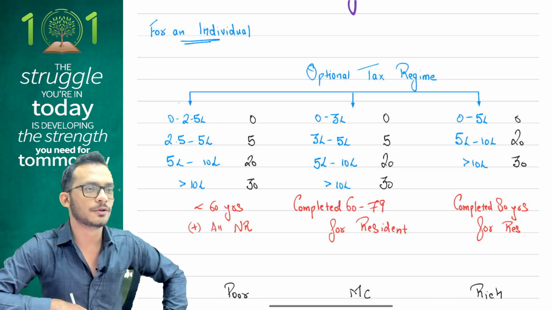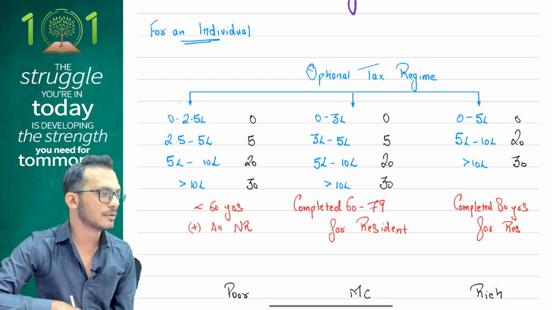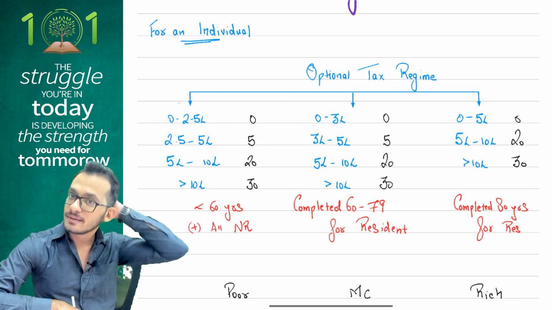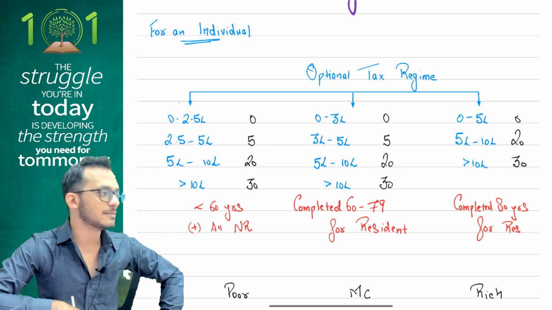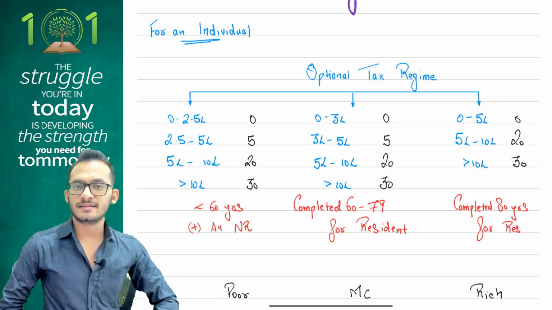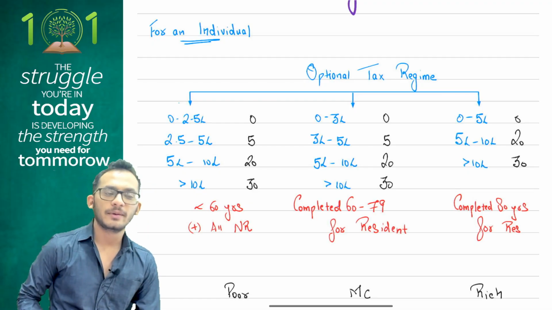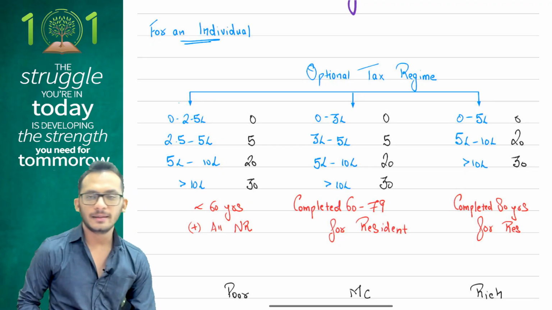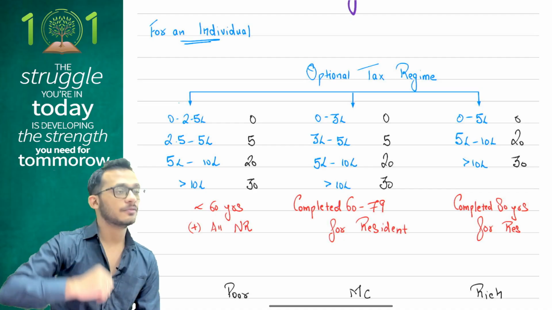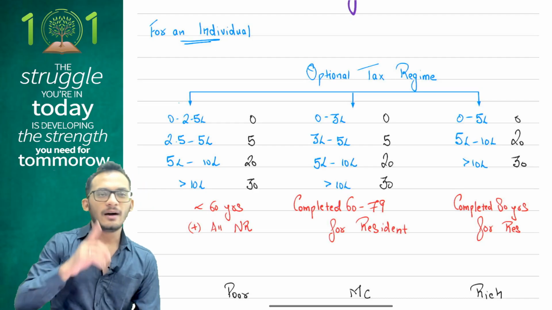Slab number one says 0 to 2.5 lakhs, 0; 2.5 lakhs to 5 lakhs, 5%; 5 lakhs to 10 lakhs, 20%. After 10 lakhs becomes 30%. Slab number two says 0 to 3 lakhs, 0; 3 lakhs to 5 lakhs, 5%; 5 lakh to 10 lakh, 20%. After that becomes 30%. And finally, the last slab is 0 to 5 lakhs, 0; 5 lakh to 10 lakh, 20%. After that becomes 30%.